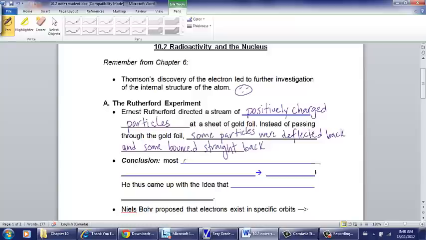So most of an atom is empty space, because most of the particles went straight through, and all the positive charge and mass is in the center, and this is called the nucleus.